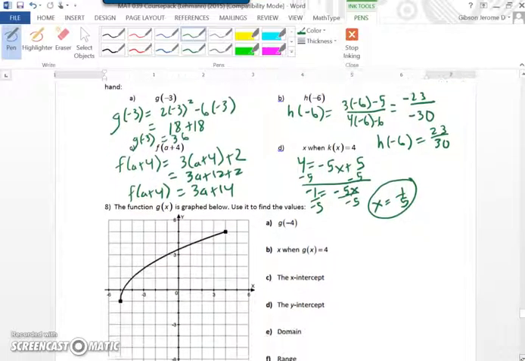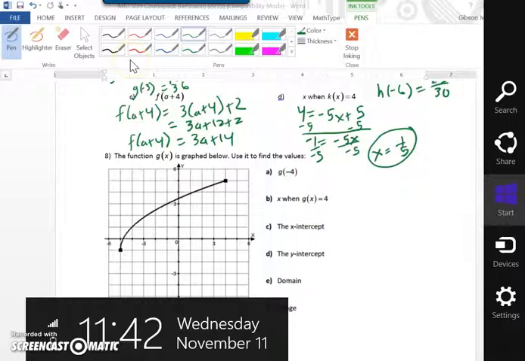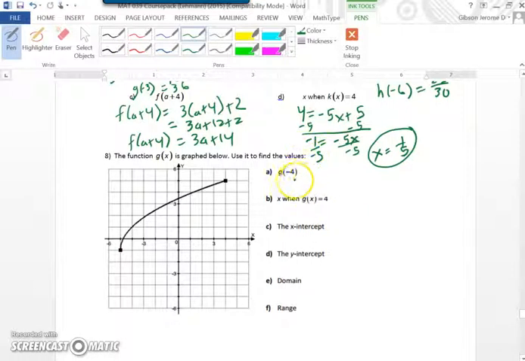Okay, problem number 8. It says the function g of x is graphed below. Use it to find the values. So we have g of negative 4. Now what this is stating is that we go where x is negative 4, which is here, and then we find the y value. The y value would be negative 1. So your answer here would be negative 1.